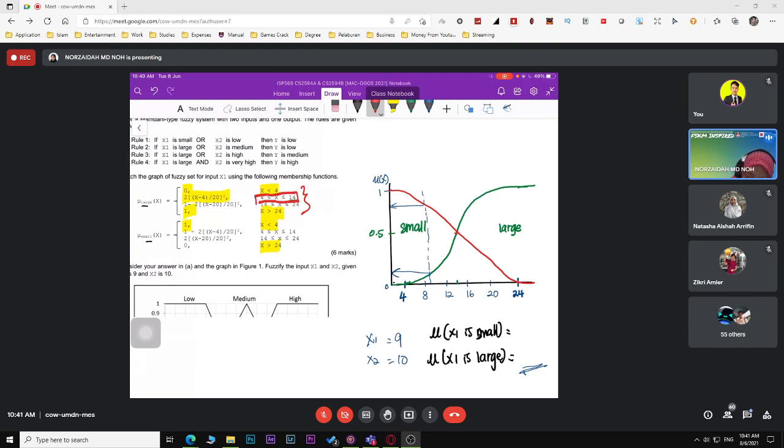So you akan gunakan function yang ini untuk small. Okay. So 9 juga berada di sini. So you akan guna function yang ini. Tadi untuk large ini untuk small. Okay. Okay, cuba tolong tekan calculator. Berapa value untuk mu x is small?